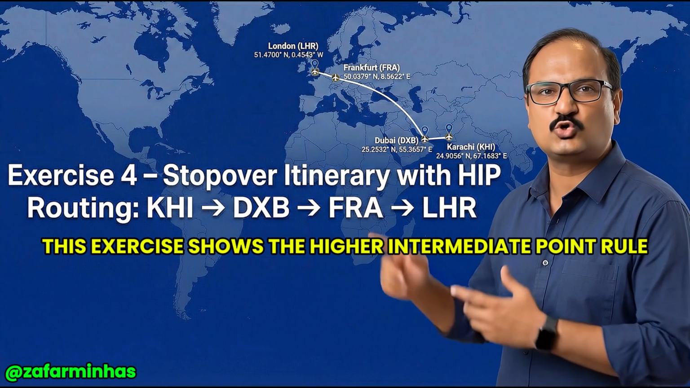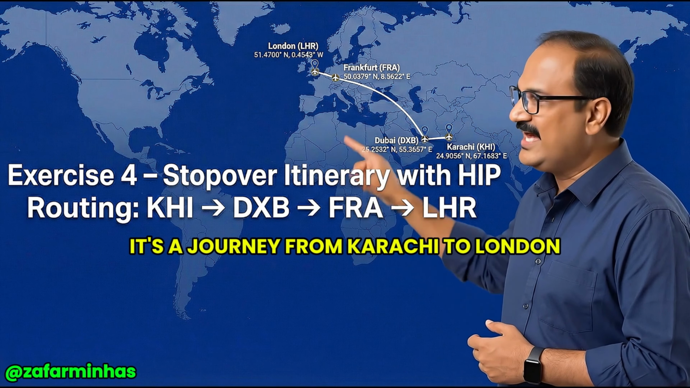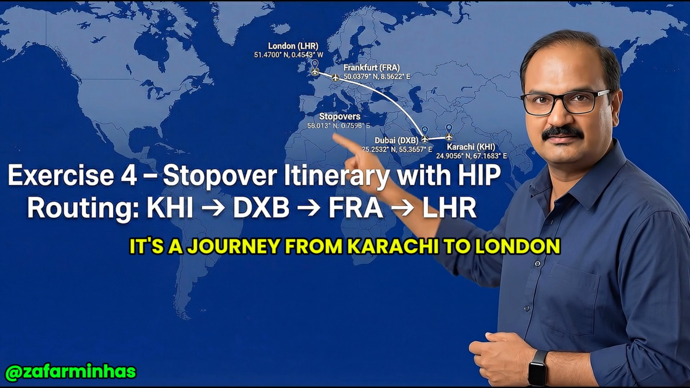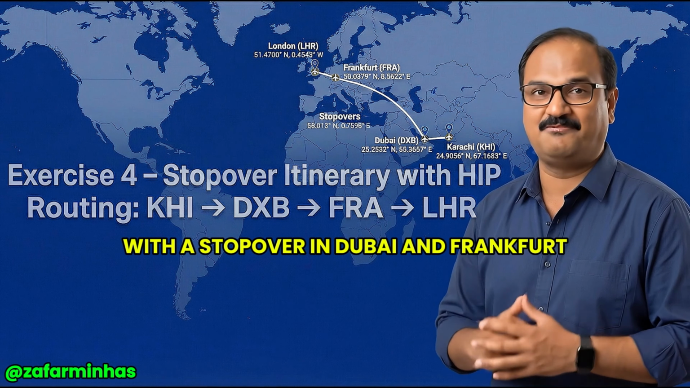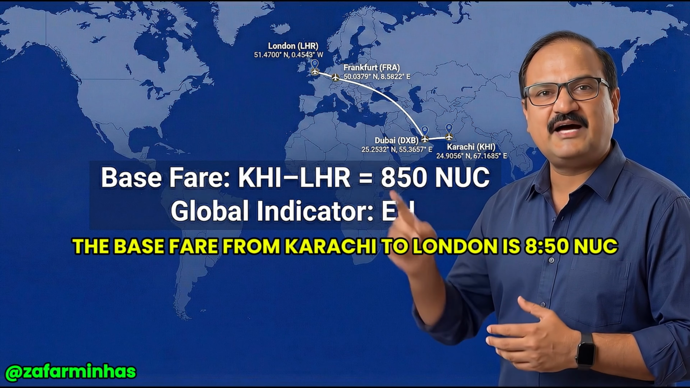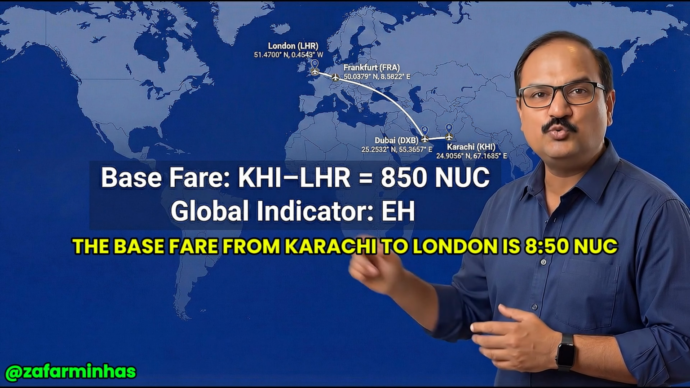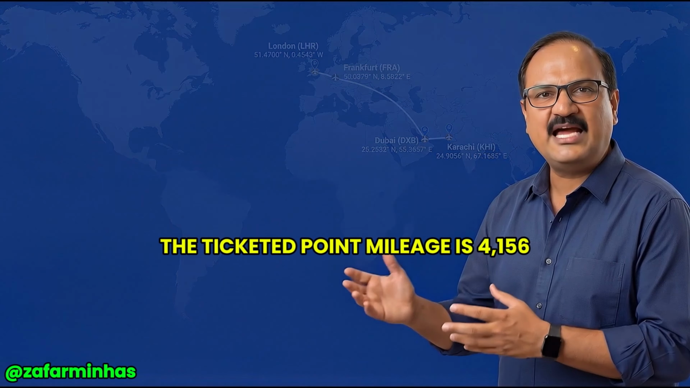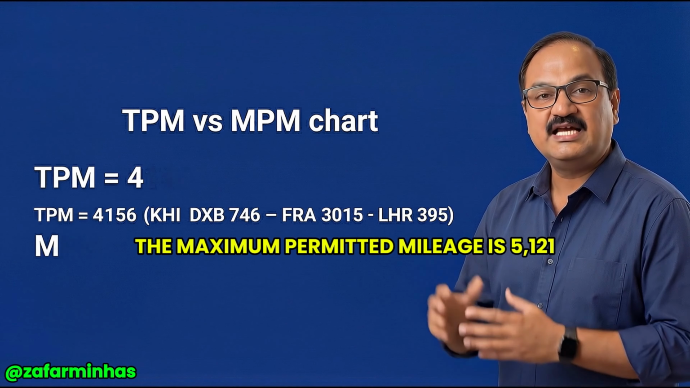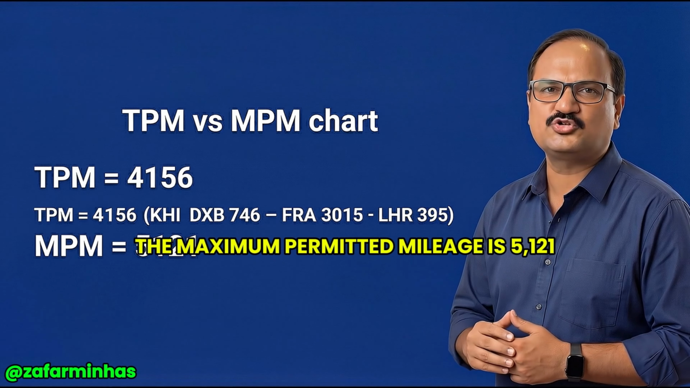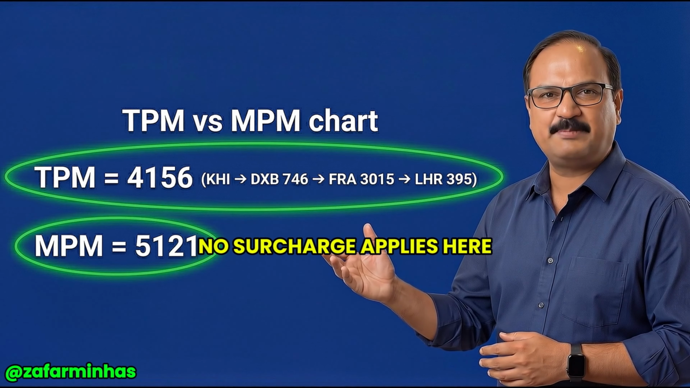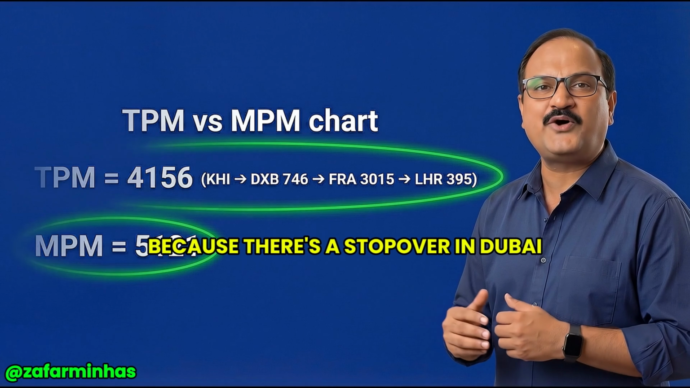This exercise shows the higher intermediate point rule. It's a journey from Karachi to London with a stopover in Dubai and Frankfurt. The base fare from Karachi to London is 850 NUC. The ticketed point mileage is 4,156. The maximum permitted mileage is 5,121. No surcharge applies here.